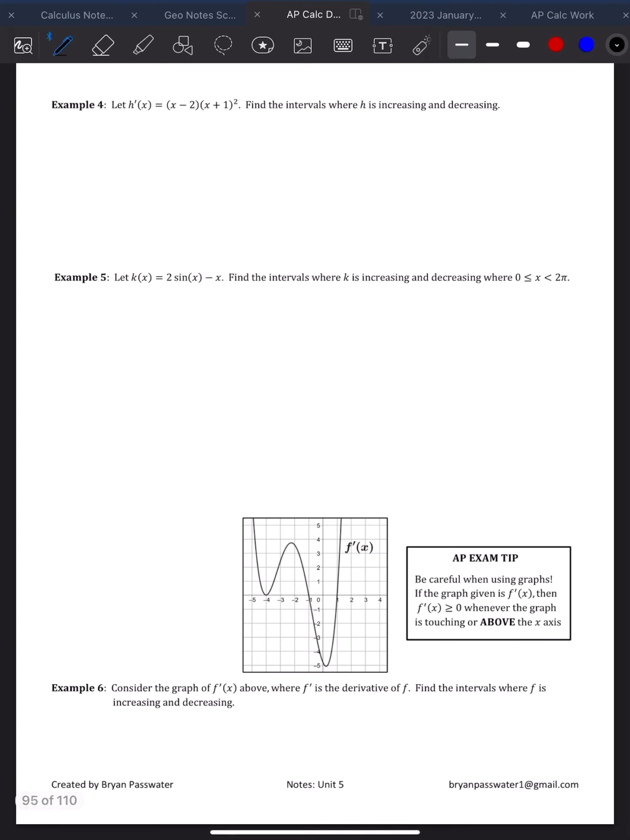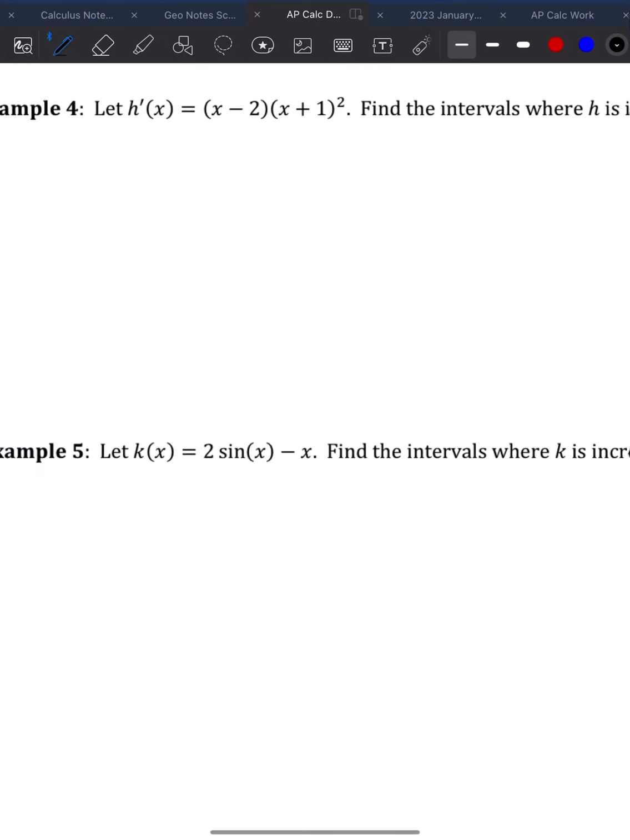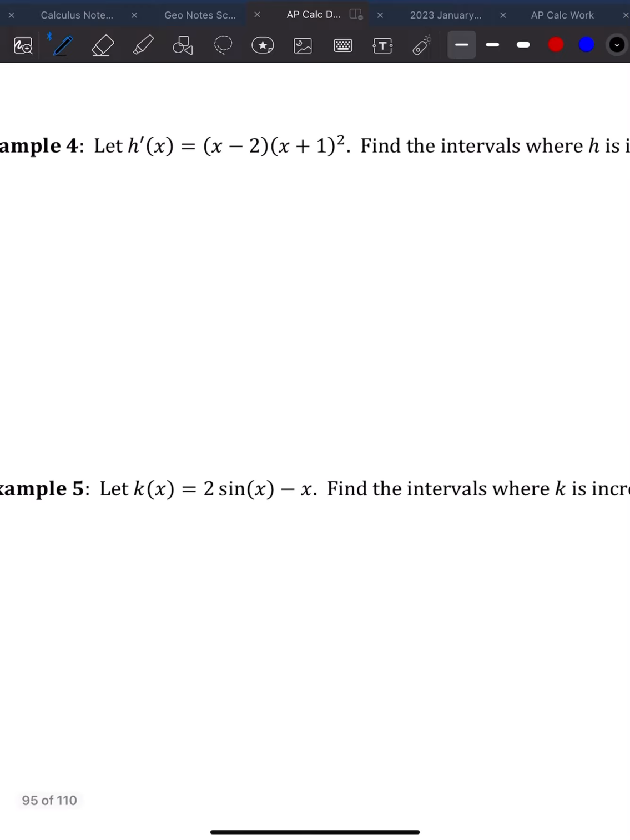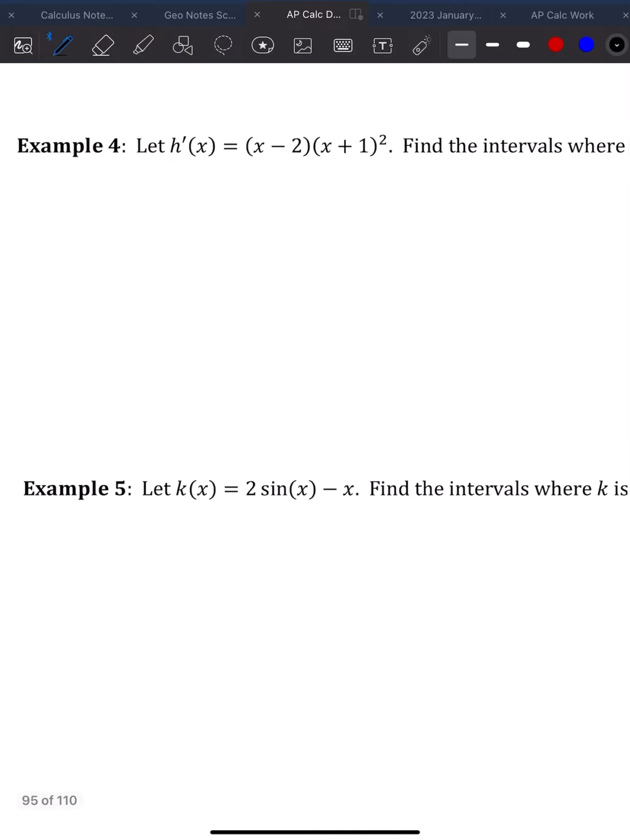This last page here are just some more examples. So let h prime of x equal x minus 2 times the quantity x plus 1 squared. Find the intervals where h is increasing. So we need to set it equal to 0.